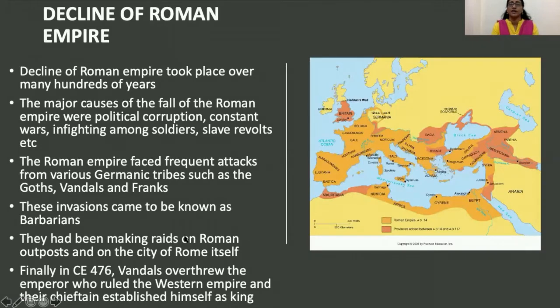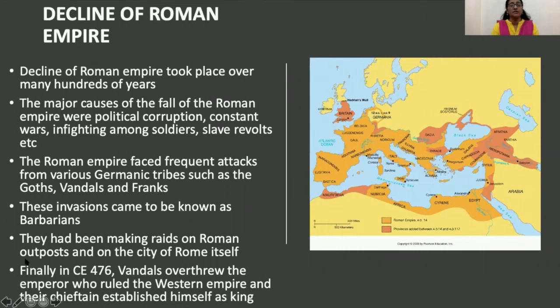Now we will discuss about the decline of Roman Empire. Decline of Roman Empire took place over many hundreds of years. The major causes of the fall of the Roman Empire were political corruption, constant wars, infighting among soldiers, slave revolts, etc. The Roman Empire faced frequent attacks from various Germanic tribes such as the Goths, Vandals, and Franks. These invasions came to be known as barbarians. They had been making raids on Roman outposts and on the city of Rome itself.